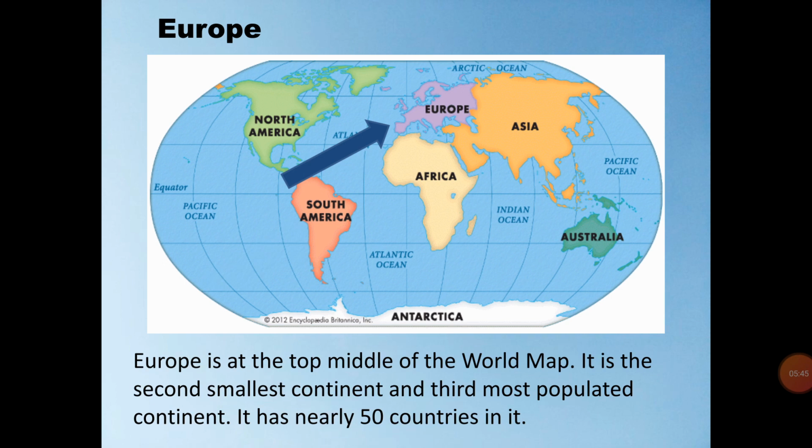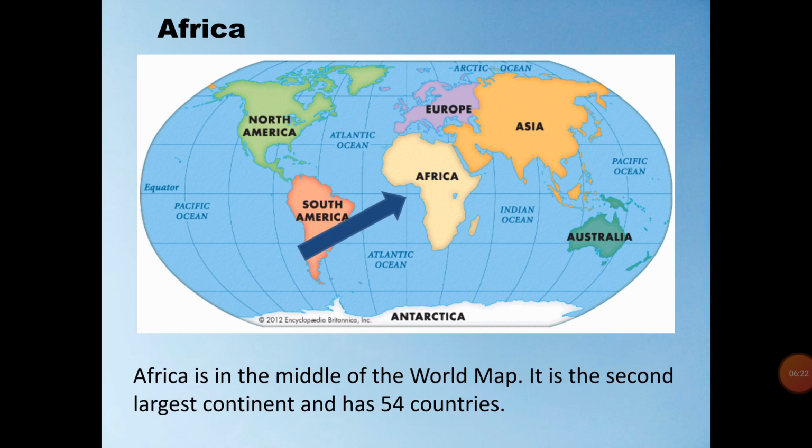Europe is at the top middle of the world map. Students, you all can see at the top of the map in the middle, there is the continent of Europe. It is the second smallest continent. It is not a big continent, it's a small continent. And third most populated continent. That means although it is the second smallest, it has more people living in it. It has nearly 50 countries in it.